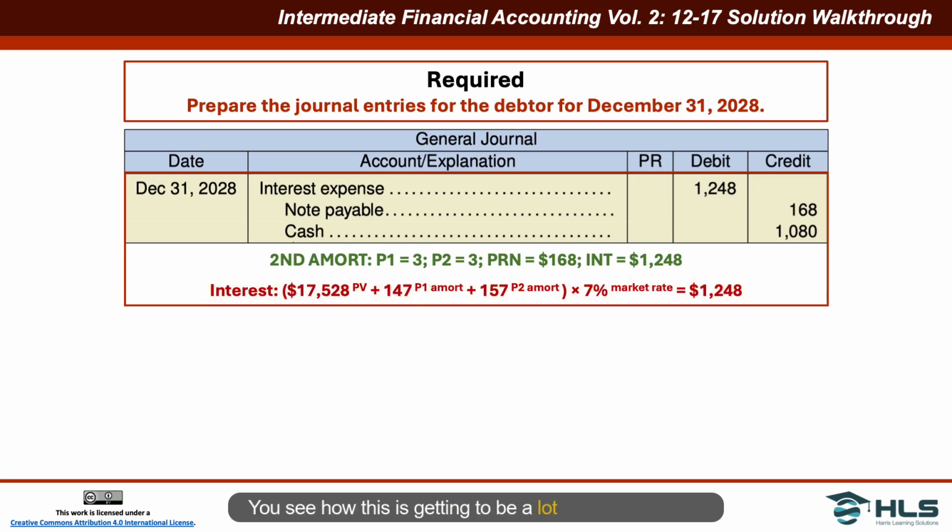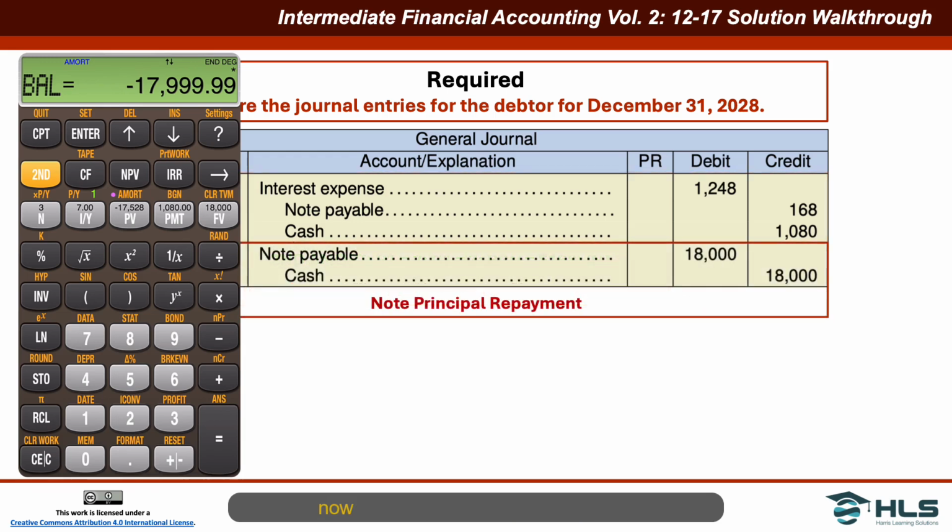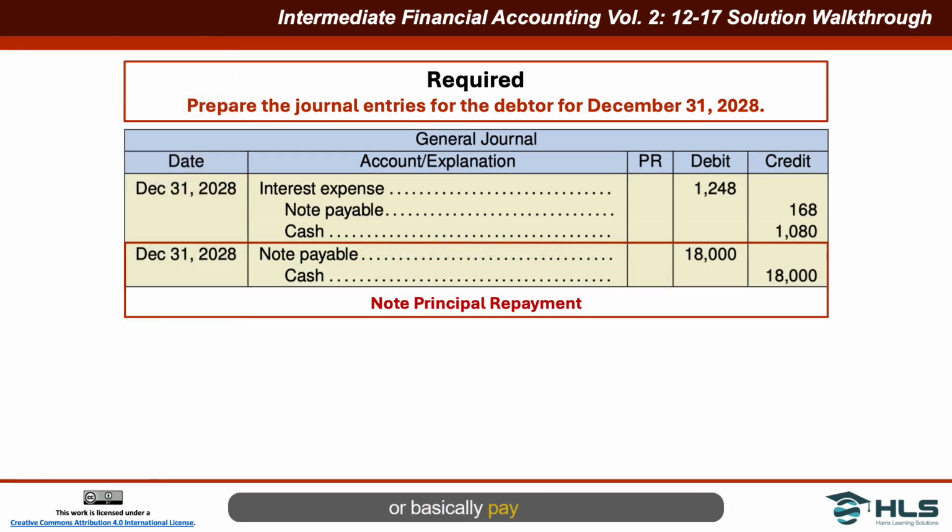You see how this is getting to be a lot of work manually, and you're probably really appreciating the amortization feature in your calculator right now. So we'll debit interest expense for $1,248, credit the note payable for $168, and cash is credited for $1,080 for the payment. If you're still in the amortization function and you scroll up until you see BAL, the balance, you'll see that the balance on the note should be $18,000, which means now our final entry is to settle the note or basically pay it off. So we'll debit the note payable for $18,000 because that's what the current balance is, and credit cash for $18,000, and that's the final principal payment. And that's it. We're done with this question.